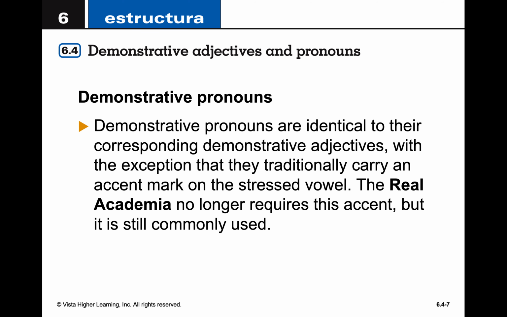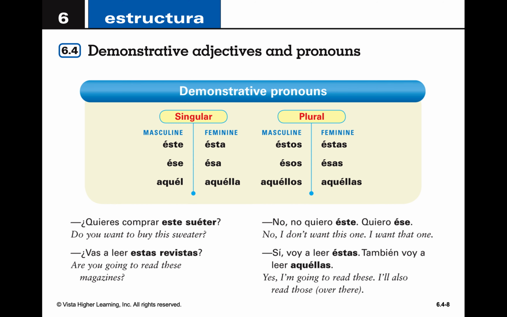Demonstrative pronouns are identical to their corresponding adjectives, with the exception that they traditionally carry an accent mark on the stressed vowel. There's a slight change with this. The Real Academia no longer requires the accent to be used, but it's still commonly used to separate it out. So here's a look at the demonstrative pronouns, not adjectives, and the demonstrative pronouns are used typically with the accent, so I know if I'm dealing with a pronoun or a demonstrative adjective.